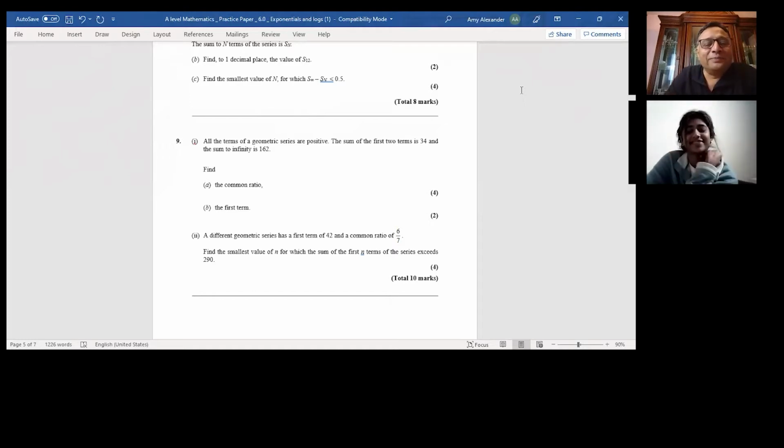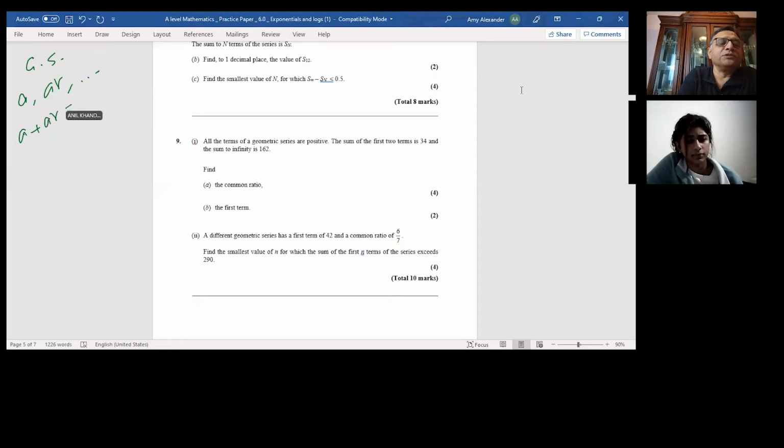So let's do part A and B now. Can you please read the question? Yeah. All the terms of a geometric series are positive. The sum of the first 2 terms is 34, and the sum to infinity is 162. Perfect. So geometric series, A and AR, right? Now it says the sum of the first 2 terms is 34. That means A plus AR equals 34.